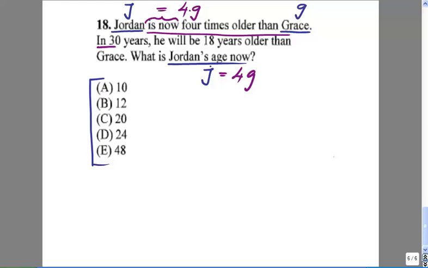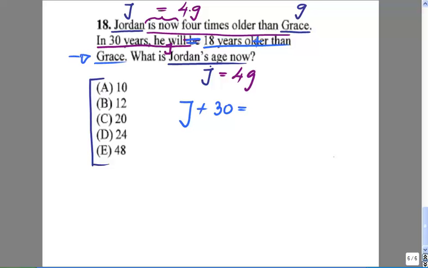In 30 years, J, he, will be, which we can use the equal sign for it. Let's use a different color, right? 18 years older than Grace. And be careful here, right? In 30 years, J, how can we write that as an algebraic statement? Well, it will be J's age now plus 30 more years, right? Will be equals 18 years older, will be 18 years more than Grace.